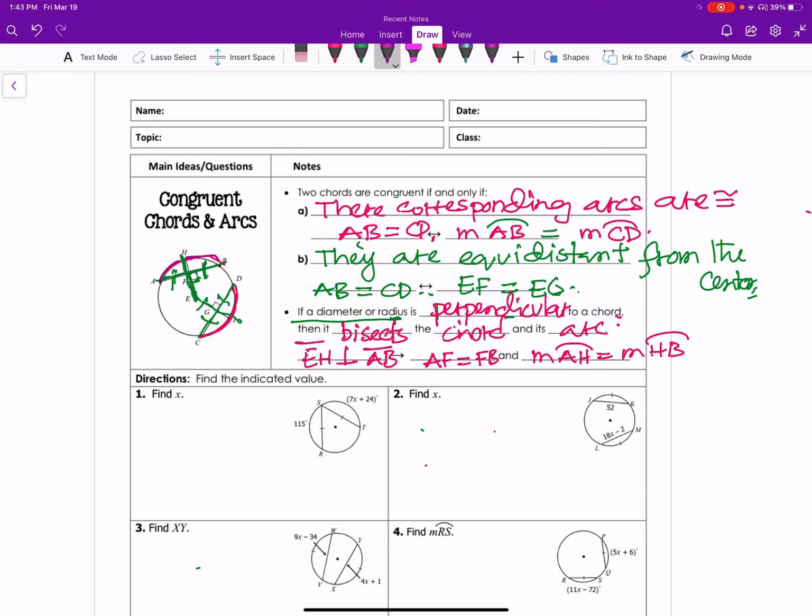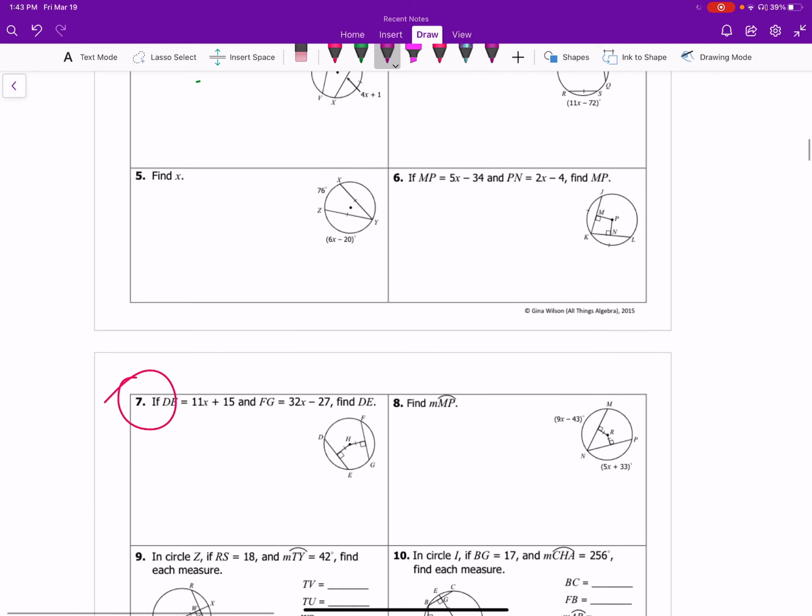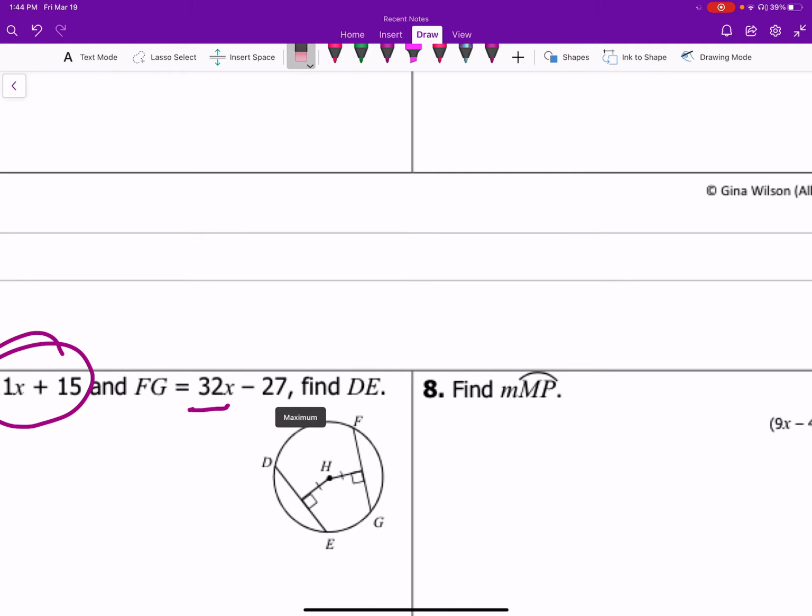So let me go and solve a few of the problems. Let's see, if I go for number 7, what does it say? This chord DE is equal to 11x plus 15. FG is 32x minus 27. Now you see what data is given. The distances from the center to the chords, the perpendiculars, are equal. You see, these are totally equal.